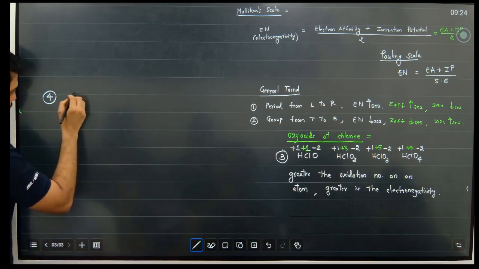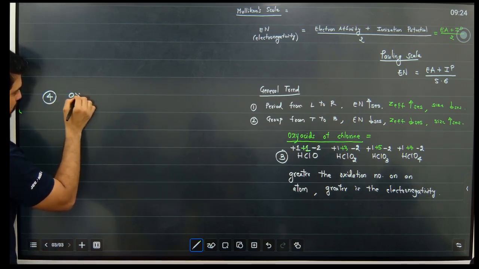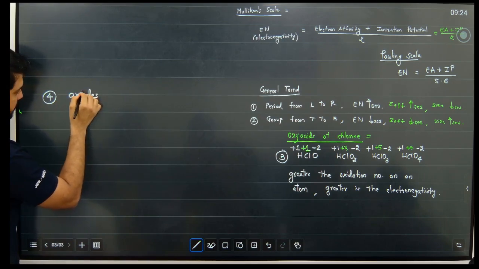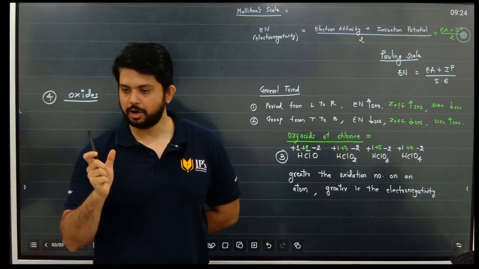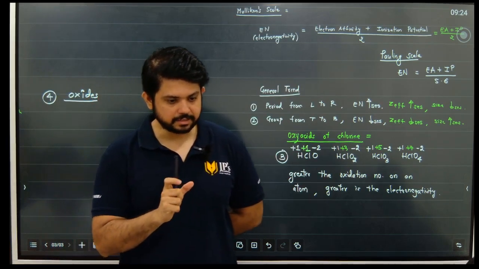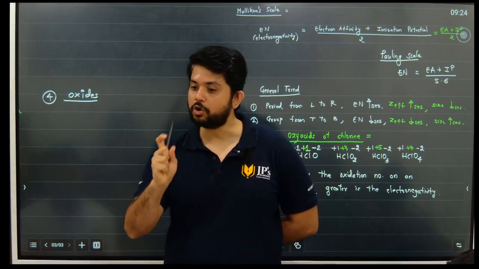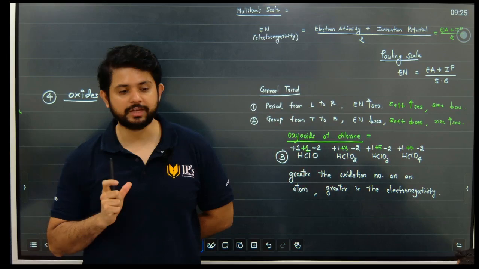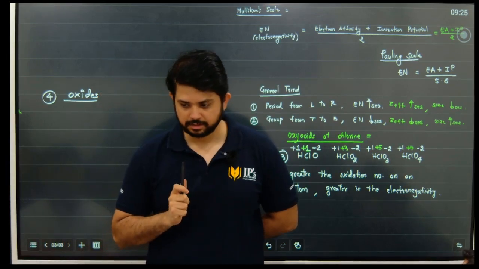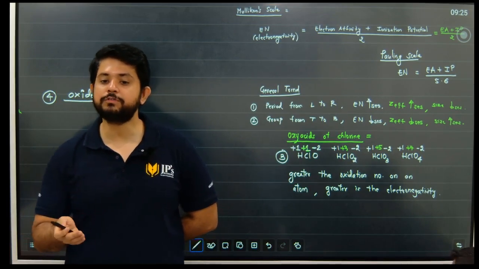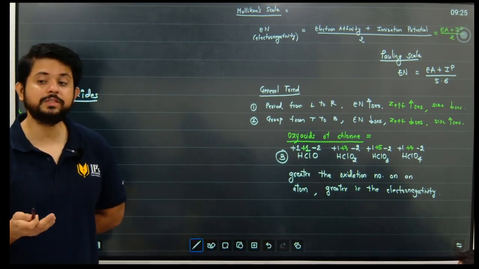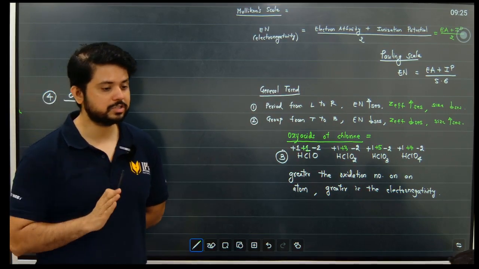Now, let's talk about oxides. We will take oxides as a separate topic in detail, but let's understand how electronegativity decides the characteristic of an oxide. What does oxide mean? Can anyone tell me what is an oxide? Compounds with oxygen. These are called oxides.